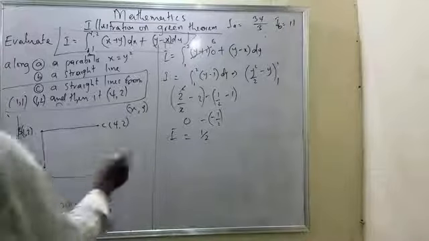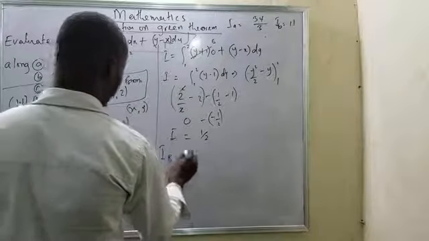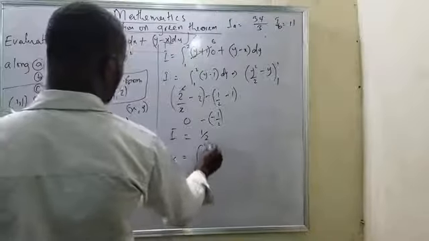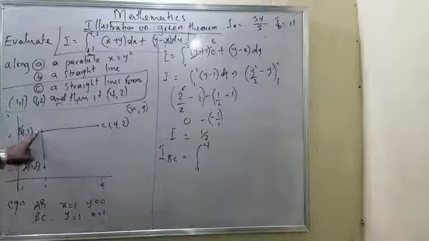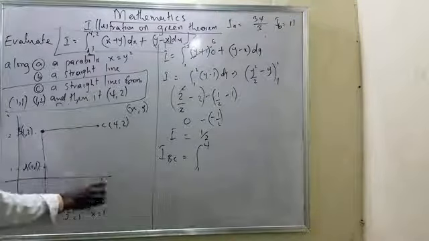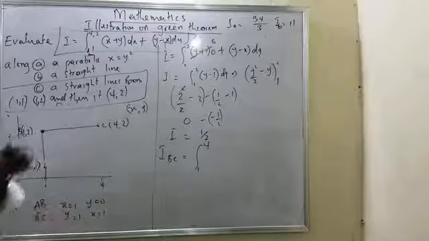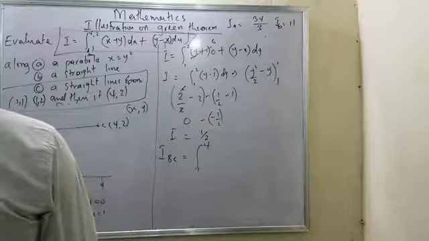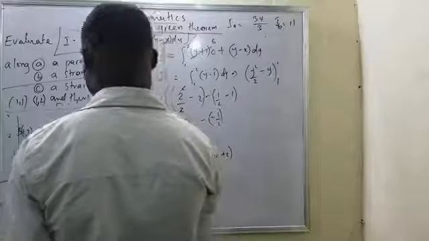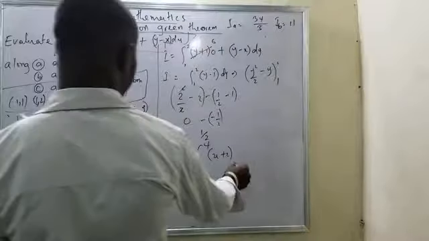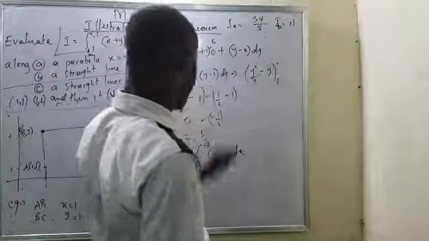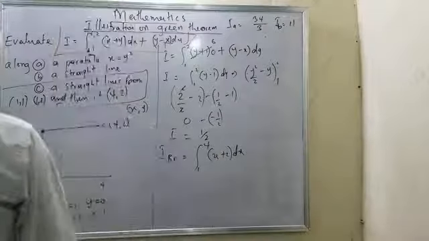Now, on this I of BC, it means it will be integral of 1 to 4. This time around, we are working on this axis. It runs from 1 to 4. It means I'll be working on x plus 2 dx, because there's change in x, my change in y will be 0.